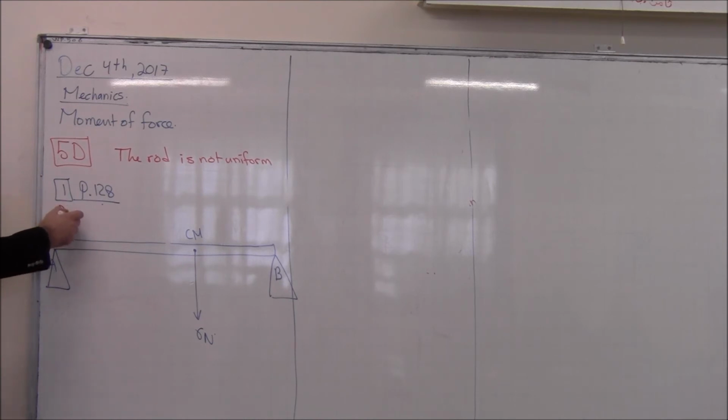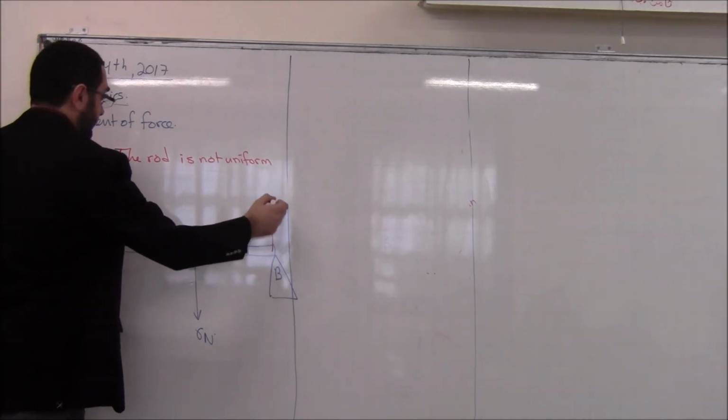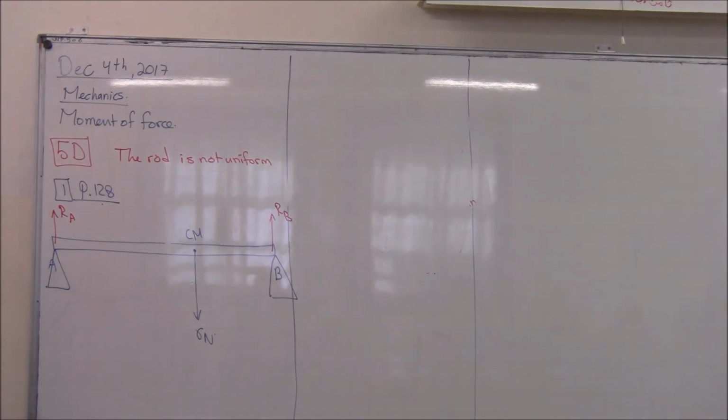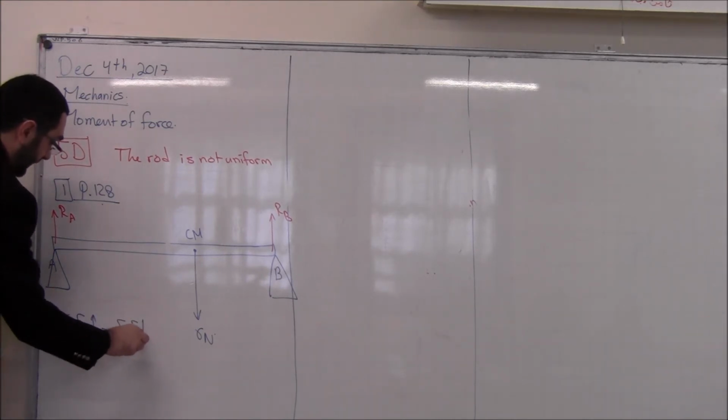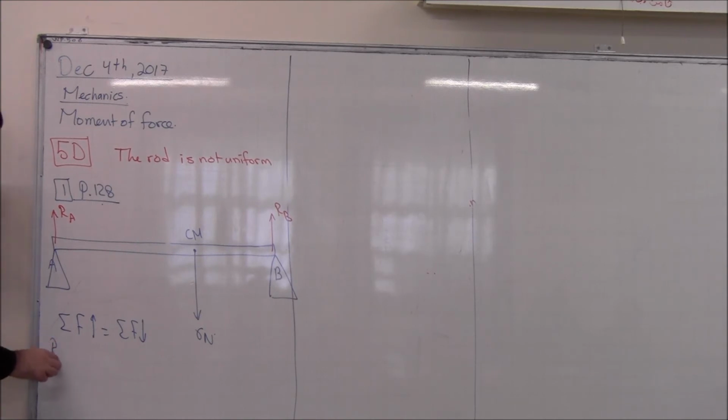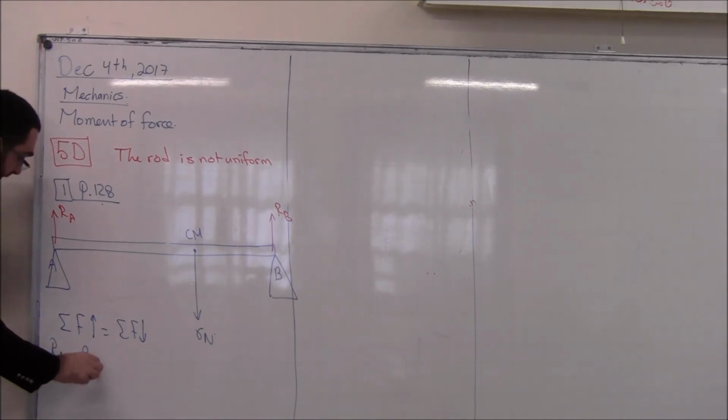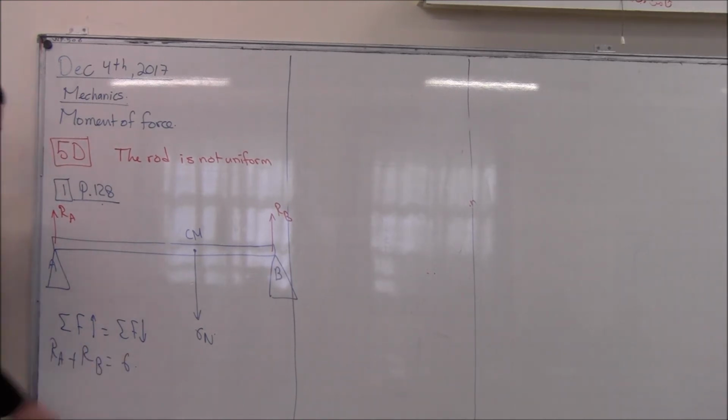As usual, this is RA and this is RB. Sum of forces up equals sum of forces down. What do we have as upward forces? RA plus RB equals 60 newtons. Clear? Any question about this?